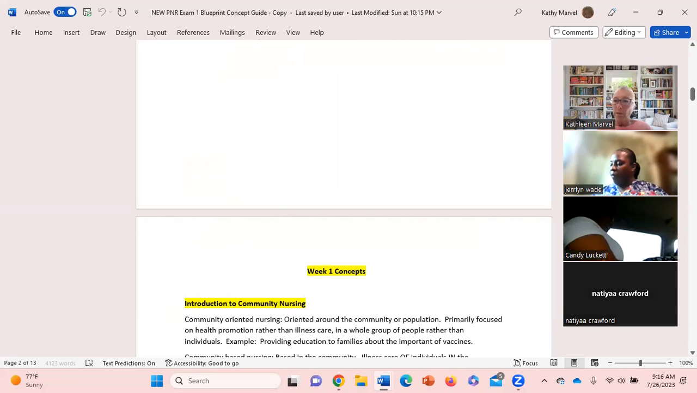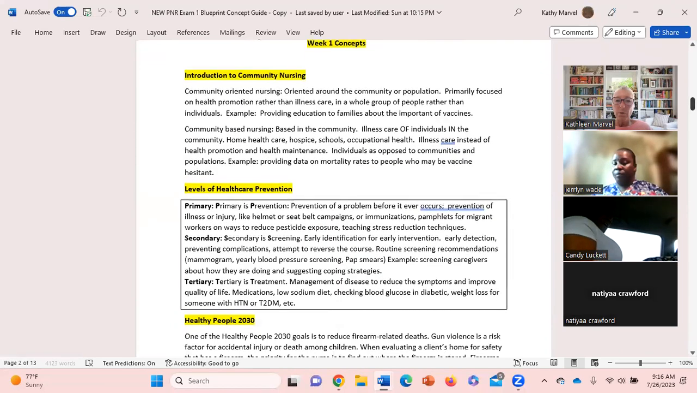Let's see, introduction to community nursing. Well, we've got 2 definitions here, community-oriented, community-based. So if there's a question about community-oriented and community-based, what do you think it's going to be? You think it's going to be giving you a scenario? Yes.